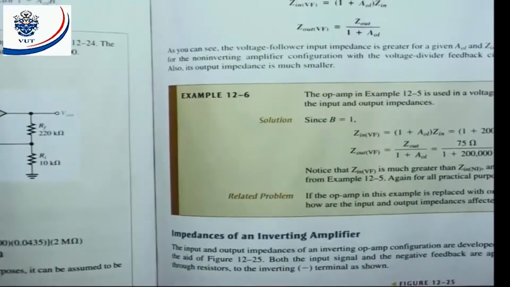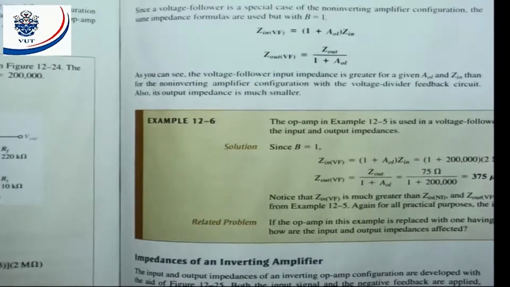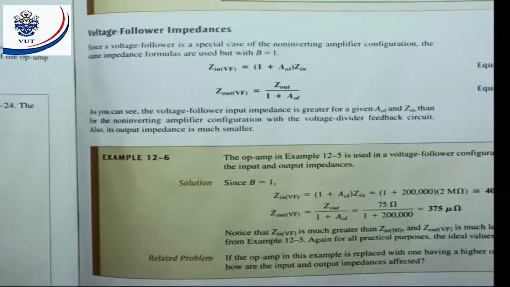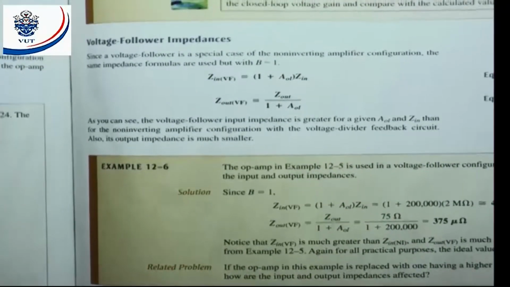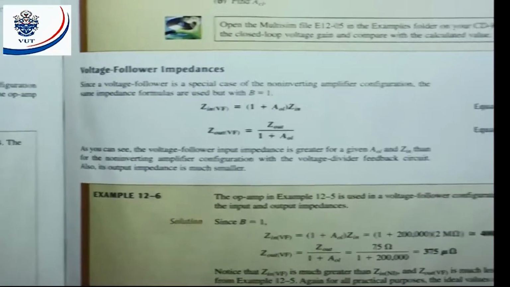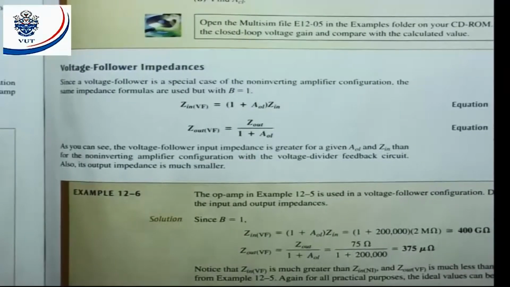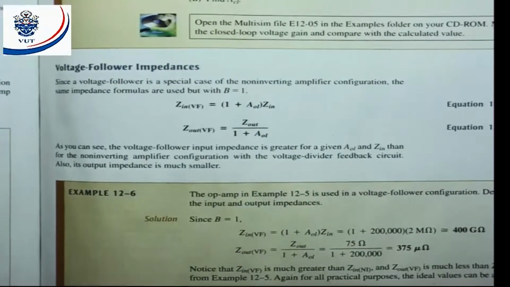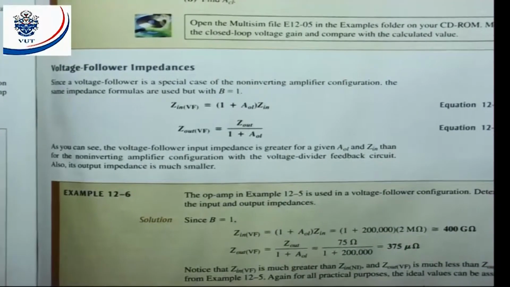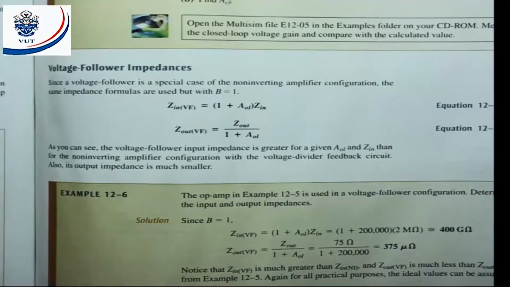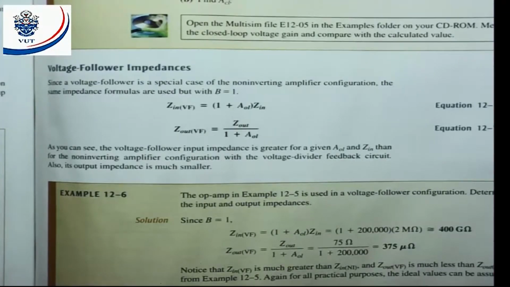Now you can see Z in of a voltage follower is equal to 1 plus the open loop gain, because we don't have any attenuation. If I got 1, there's no attenuation, and that will give me the input impedance. That means you will still get a higher input impedance in the case of the voltage follower. The output impedance is also going to decrease a lot because I don't have any attenuation there, because my attenuation is equal to 1.